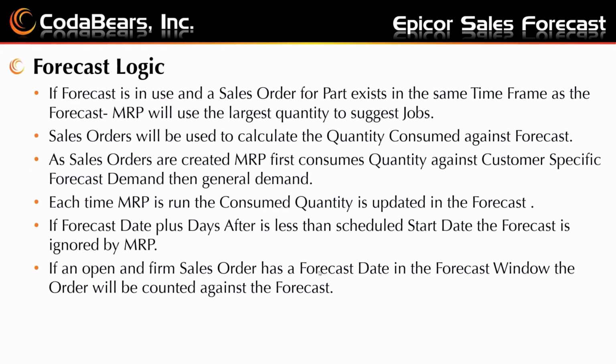If the forecast date plus the days after is less than the scheduled start date, so that puts it outside the window of your forecast, then the forecast will be ignored by MRP because it's outside the time frame. And conversely, if an open and firm sales order has a date that is in the forecast window, the order will be counted against that forecast.